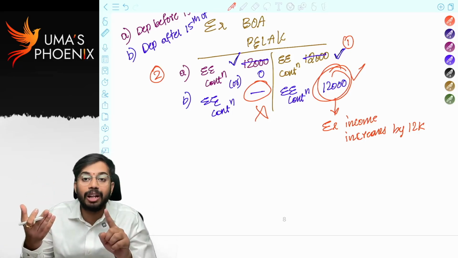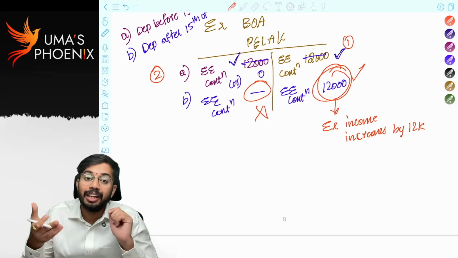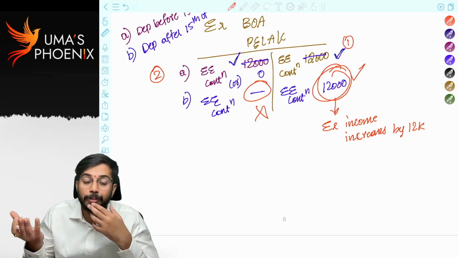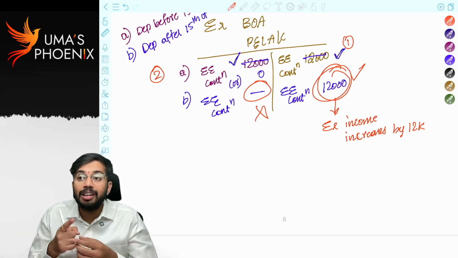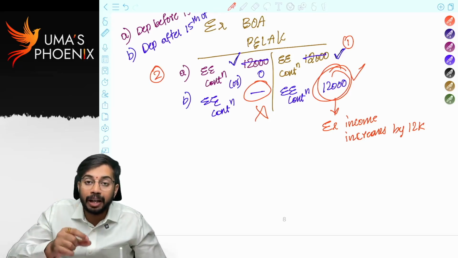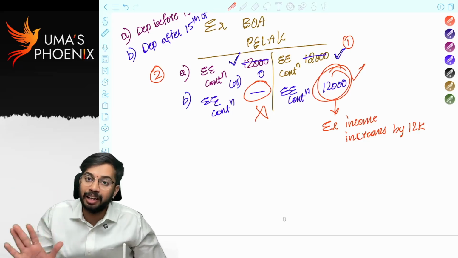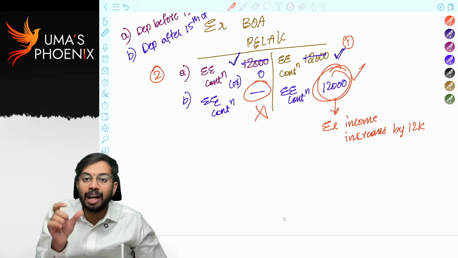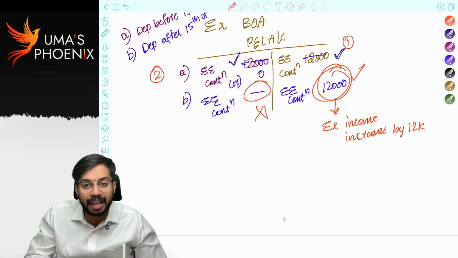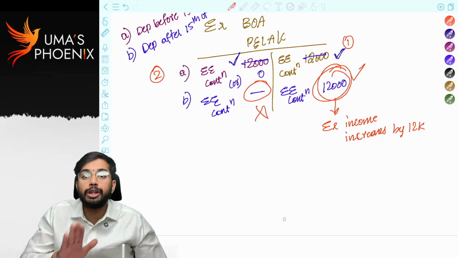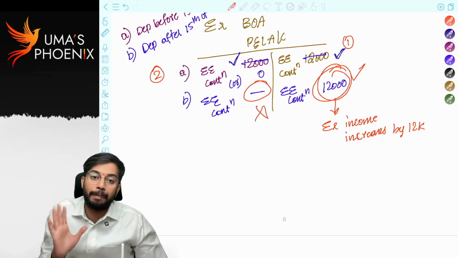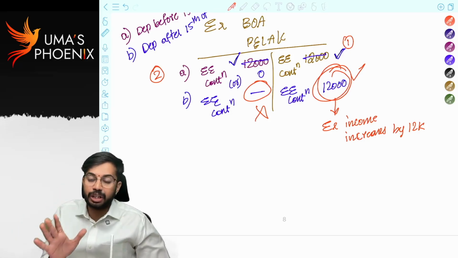For one employee, 12,000. For thousands of employees, the income increase will be in crores of rupees. So the employer will be very careful and will deposit the employee money on or before the due date of the PF account, so that his income will not increase. So why is the rule like this? The rule is like this because the employer should not misutilize the money of the employee. That's why the rule is very strict.